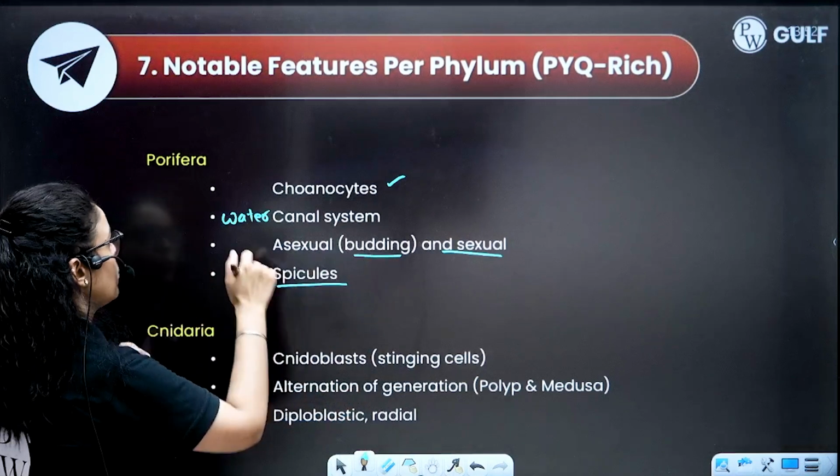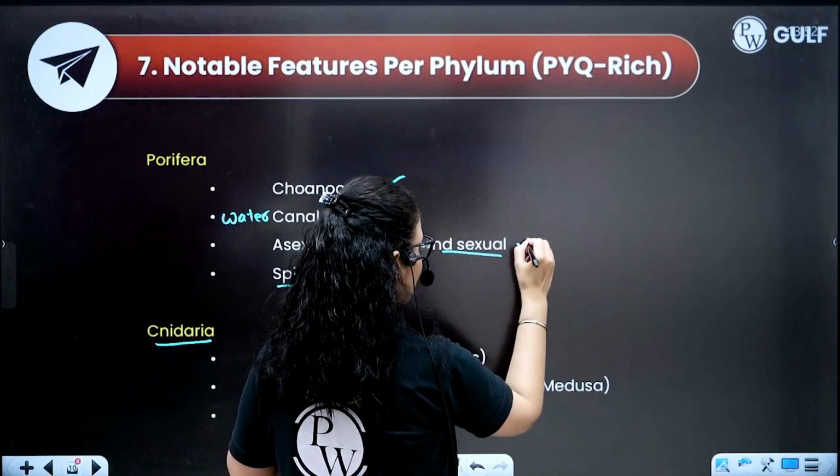They're hermaphrodite. Okay kids, next Cnidaria, right? So they are hermaphrodite.